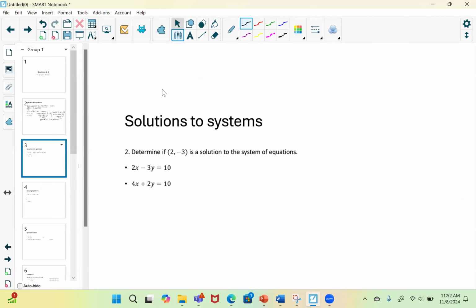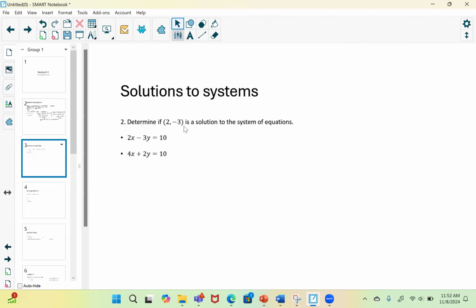So let's look at the second example. We want to determine if 2, -3 is the solution to the system of equations. To do that, we figure out our x and our y. The first coordinate is always our x, so x is 2. Our second coordinate is always our y, so y is -3. We're going to substitute these in to the first equation, and on yours, this should be 15. That's what your paper says. This should be 15.